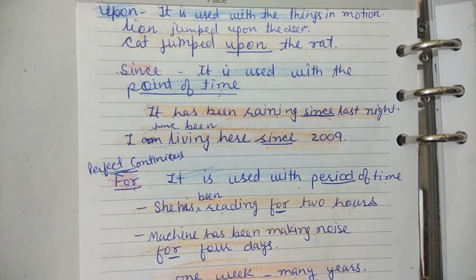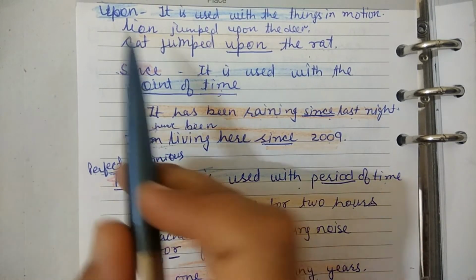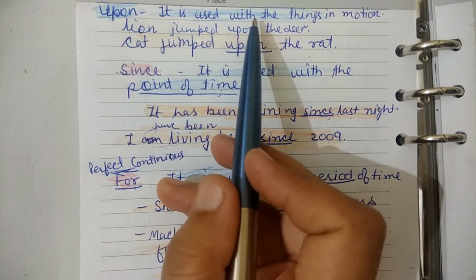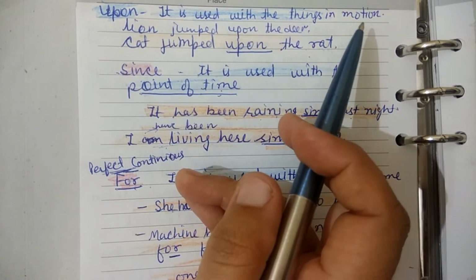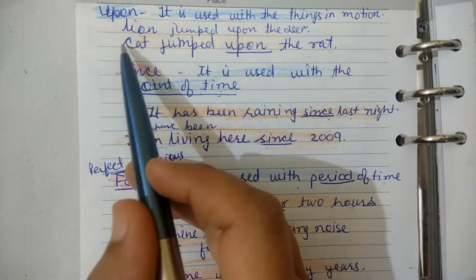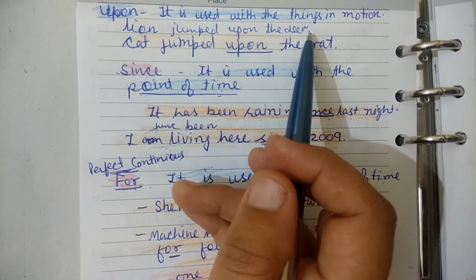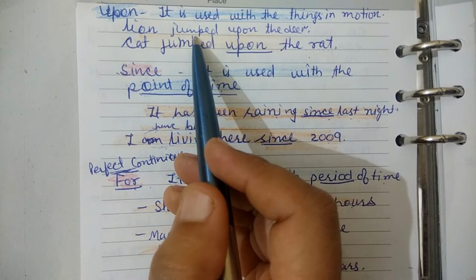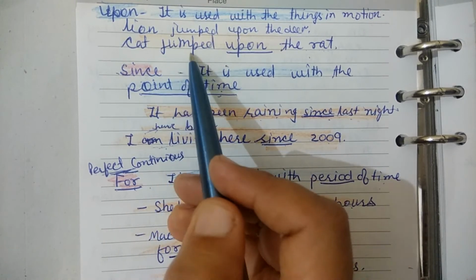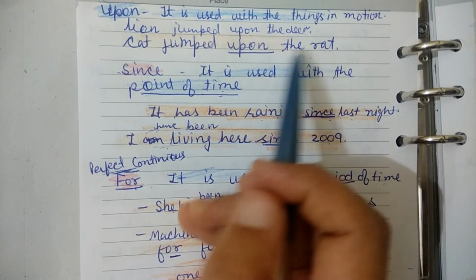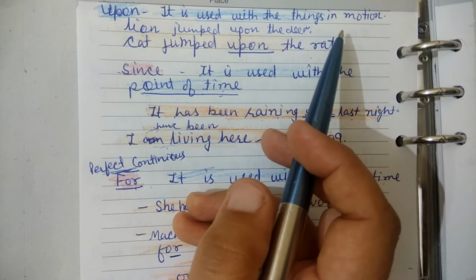Let's start with compound prepositions. Upon. It is used with the things in motion, in movement. Examples are: lion jumped upon the deer. There is example of motion, a movement. Cat jumped upon the rat. Again, there is another example of motion and movement.